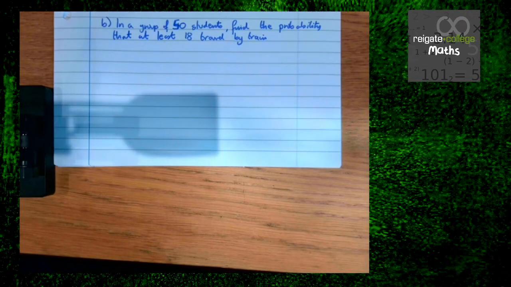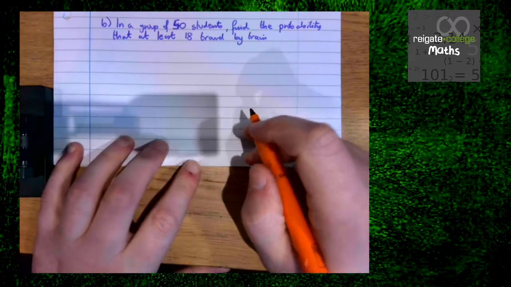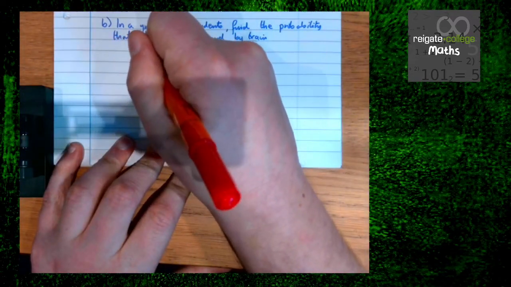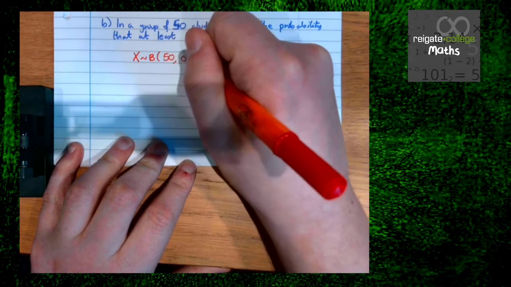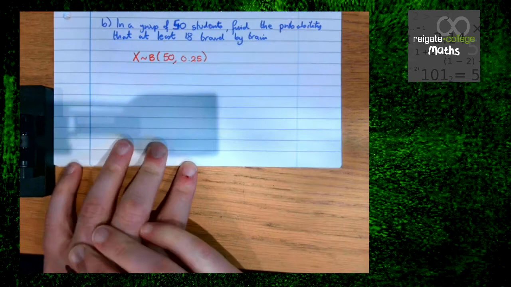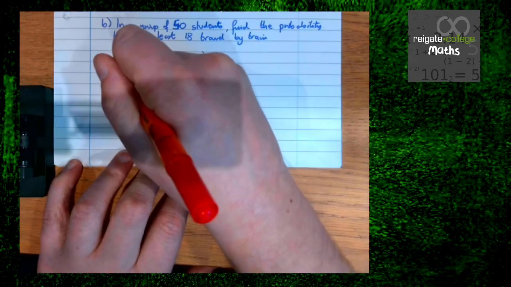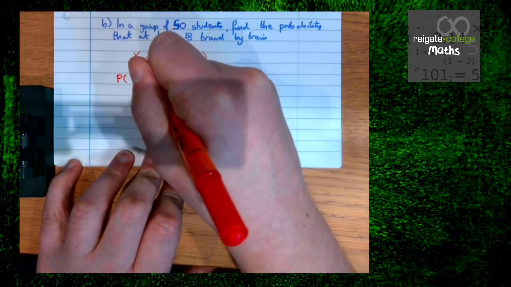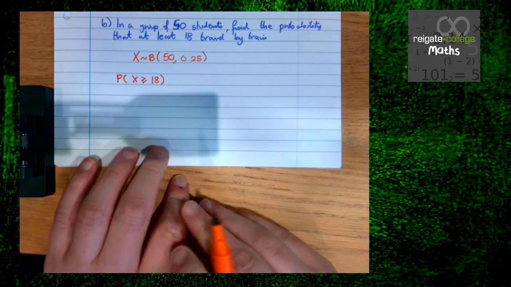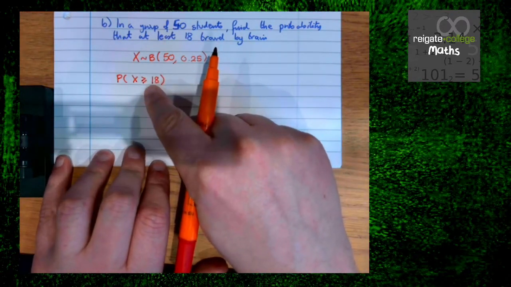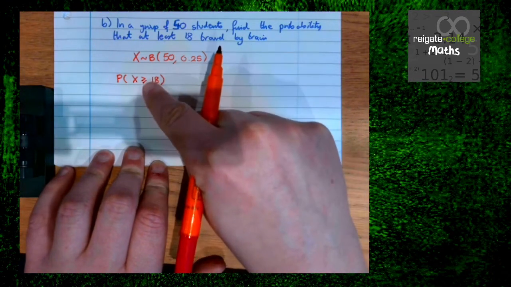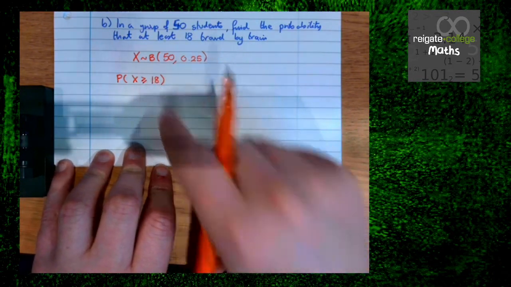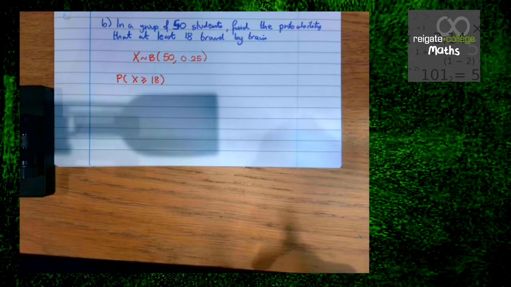So here's our next example. In a group of 50 students, find the probability that at least 18 travel by train. So we now have changed n, so we have a new distribution. And at least 18 means the probability that x is bigger than or equal to 18. Now it's an inequality, so we're still going to be using binomial CD, but it's not a less than or equal to, which means we've got to do some rearranging first.